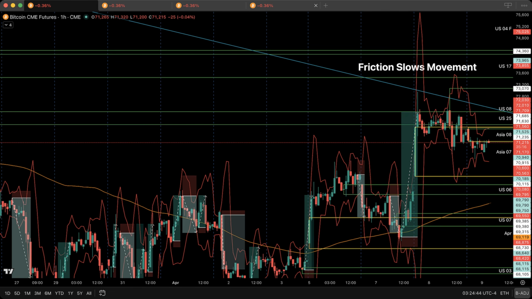If sessions continue forming inside these overlapping structures, distance remains limited. If price begins to establish position outside these compressed boundaries, tolerance must expand. Execution conditions remain in transition.